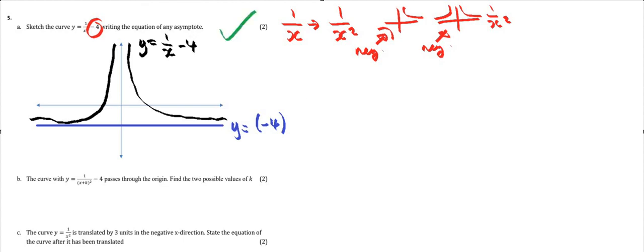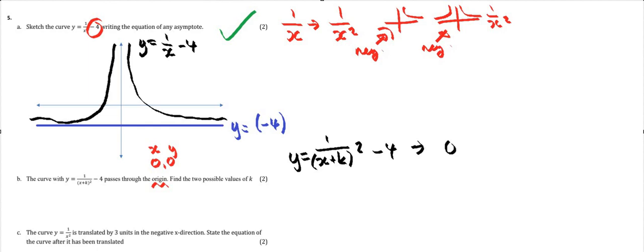That's part 1 taken care of. Part 2. The curve with y equals 1 over (x plus k) squared minus 4 passes through the origin. We have to find the possible values of k. So we're trying to find this constant. Well, the first thing is, if it passes through the origin, that's 0, 0. So x is 0 and y is 0. Let's substitute those values into our equation. So y equals 1 over (x plus k) all squared minus 4. Now 0 equals 1 over (0 plus k) all squared minus 4.